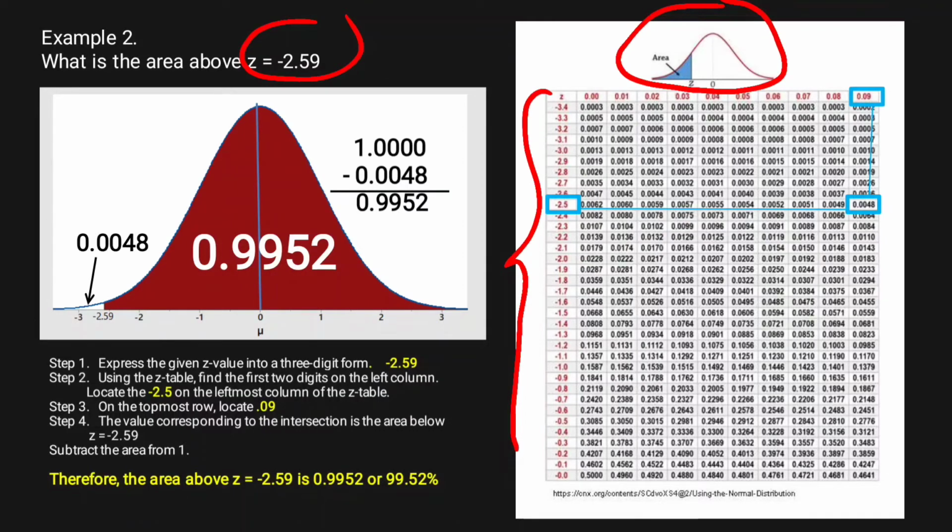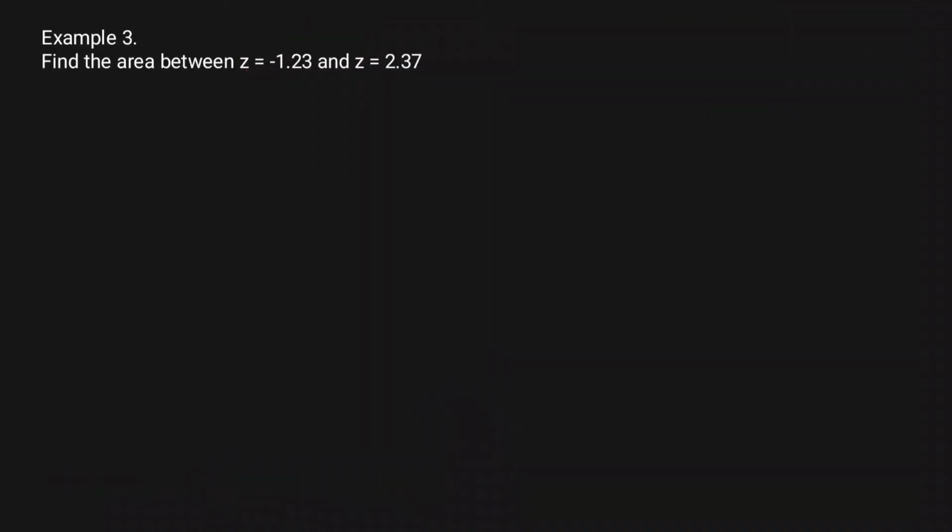Okay, so therefore the area above z equals negative 2.59 is 0.9952, or in percent, that is 99.52%. Okay, so next example. Find the area between z equals negative 1.23 and z equals 2.37.